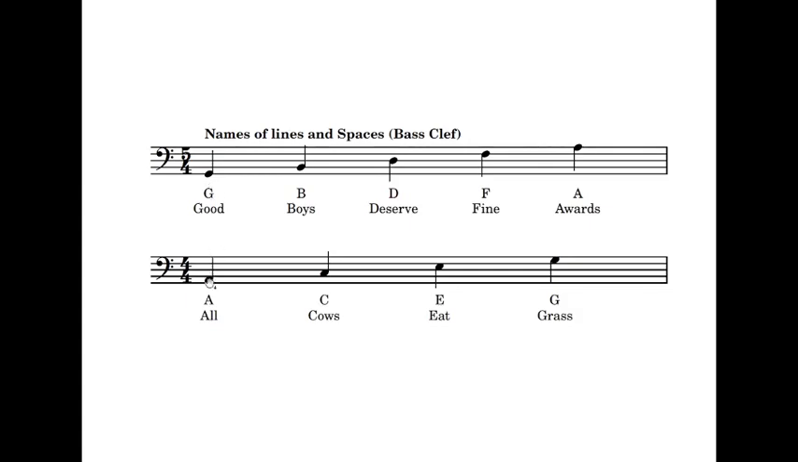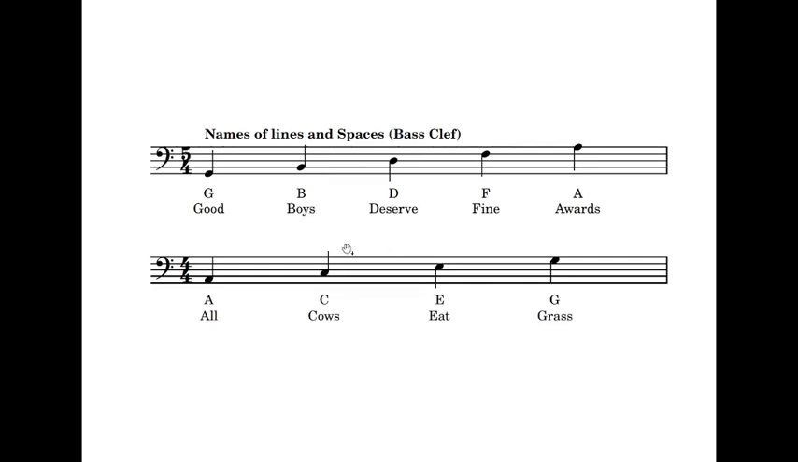Naming spaces on the bass clef. See, this note is in a space, this is in a space, this is in a space, this is in a space. We have a formula that says, all cows eat grass. This is A, cows, this is C, eat, this is E, grass, this is G.